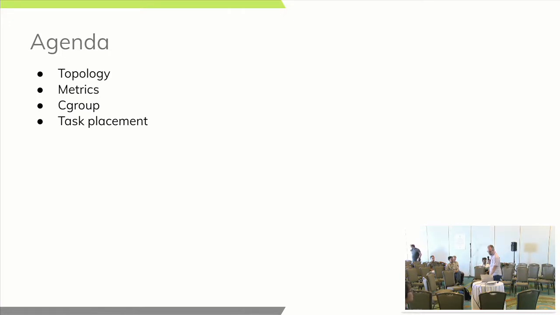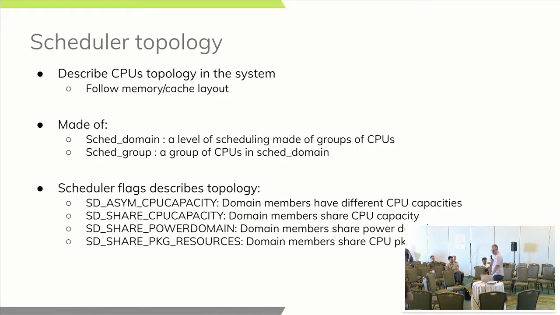So, topology and metrics. As I explained last time, the topology is a way to describe the CPU topology from a load balancing point of view, having in mind that what we are interested in is the CPU capacity: when we have asymmetry between CPUs, when some CPUs are sharing some core capacity, when you have a shared power domain, or when some cores are sharing some resources, like accessing the DDR or sharing a large amount of cache.